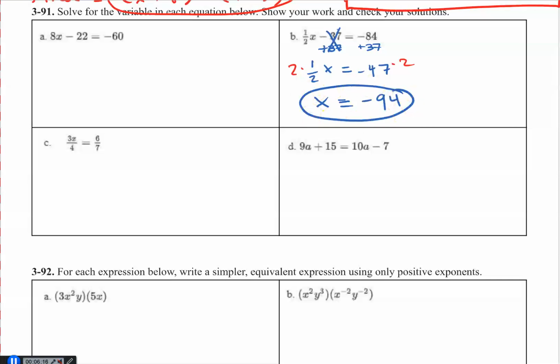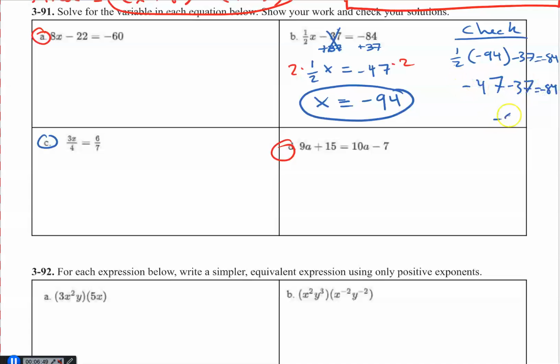All right, you can do A and D, and then I'll do C. But let me check my answer first. So for checking, it's going to be 1/2 times negative 94 minus 37 is supposed to equal negative 84. 1/2 times negative 94 is negative 47 minus 37 equals negative 84. And using the calculator, we have confirmed the answer is correct.